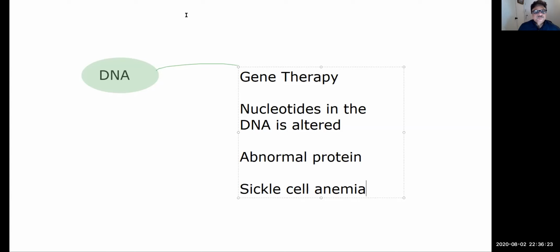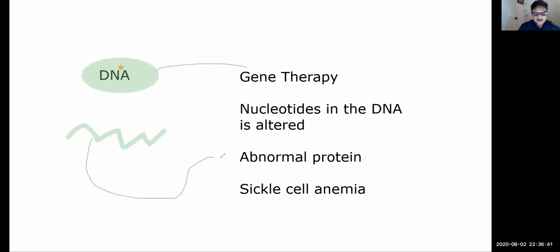So to replace a disease DNA with a healthy DNA, right? And this healthy DNA is then put back into the patient, right? So the abnormal DNA has been replaced by healthy DNA, and this healthy DNA is then put back into the body of a patient, right?